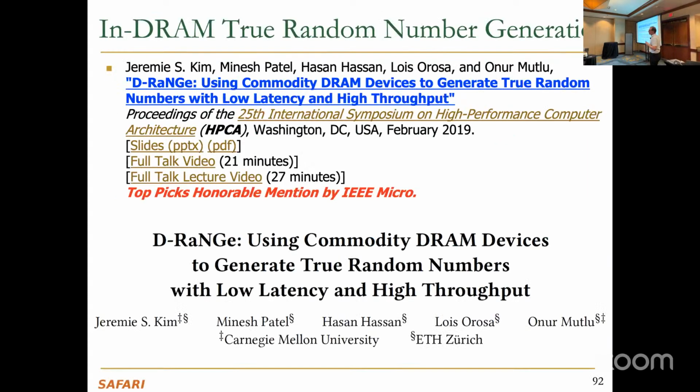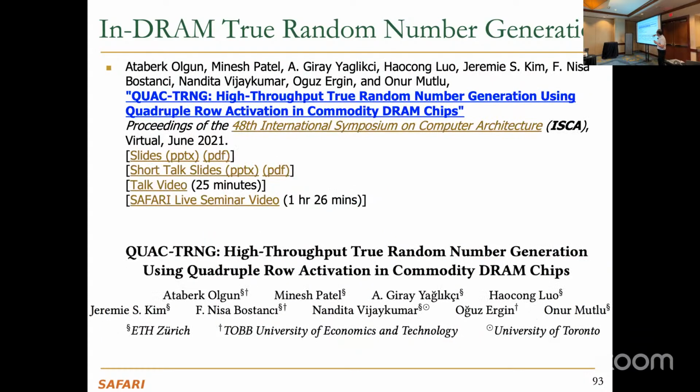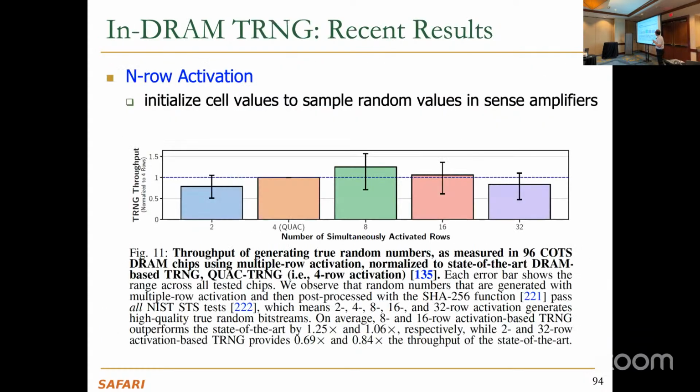These are some old works that I will not talk about, and I'm already over time, I think. Geraldo forgot to stop me, probably. But basically, you can generate random numbers. You can generate better random numbers. And you can generate even better random numbers. Essentially, random number generation is a good example.